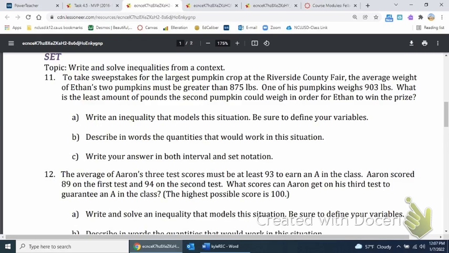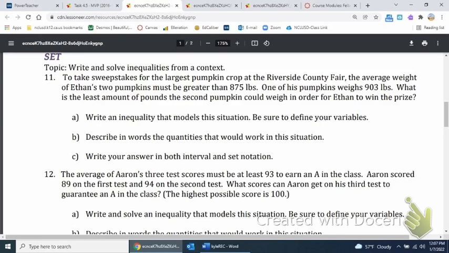But what we're doing now is we're going to create an inequality from the word problem, and then we're going to solve it. We haven't done this yet. I've just been giving you the inequalities, and you've been solving them. So now it's kind of the same thing, but with an extra step. We have to read the problem and see what's going on here.